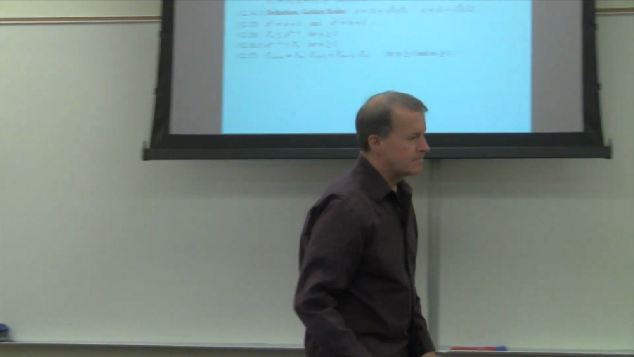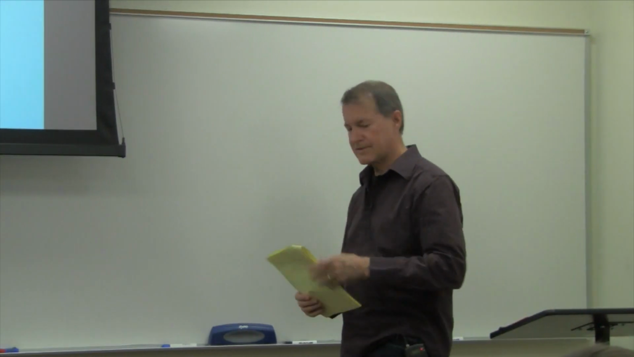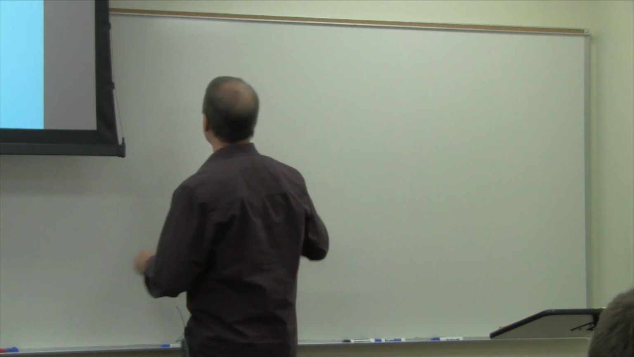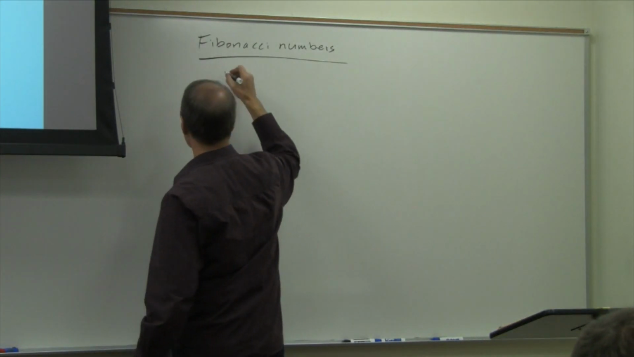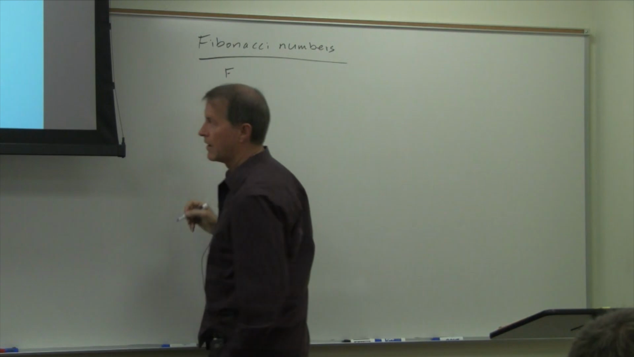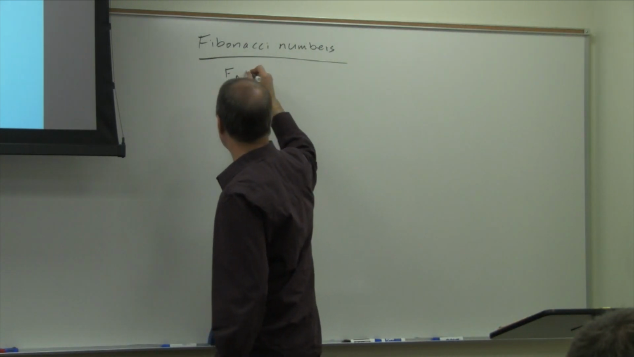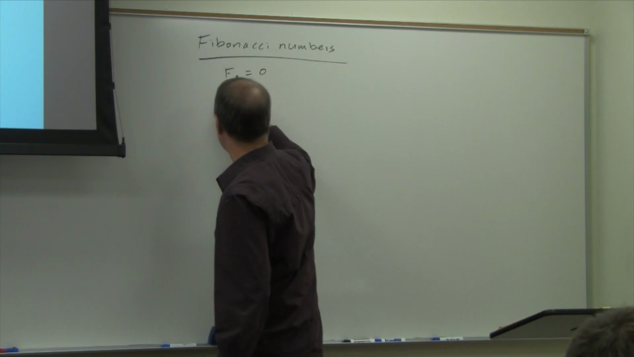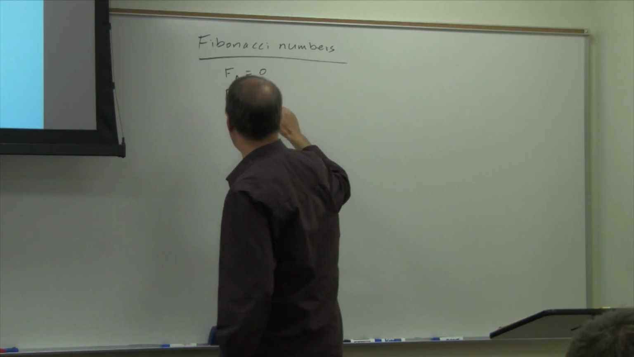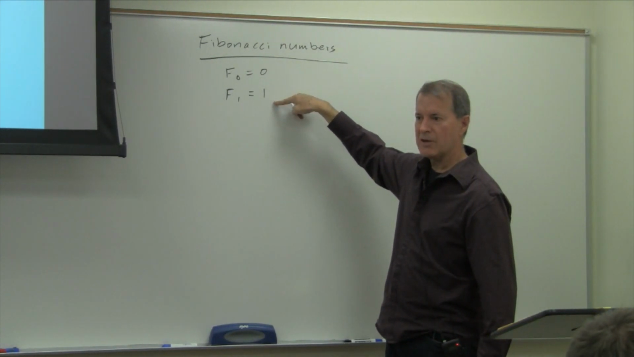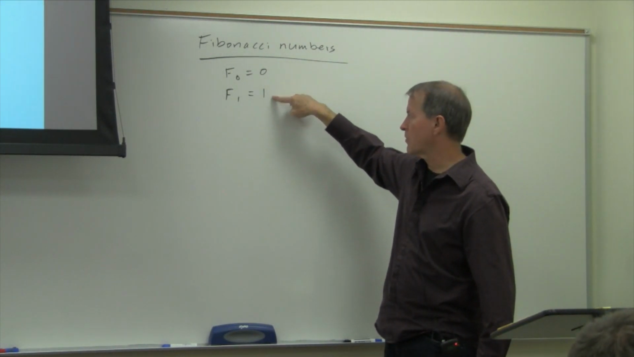Okay, now the next thing we're going to do is, have you guys heard of Fibonacci numbers? Okay, so here's how Fibonacci numbers work. F sub 0 is 0, and F sub 1 is 1. So these are the first two Fibonacci numbers. The sequence starts with 0, 1.